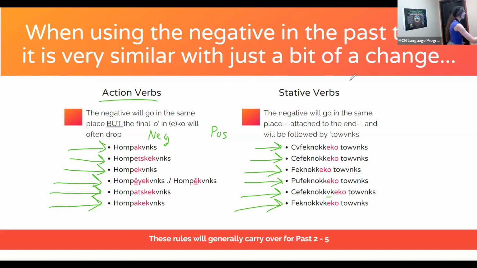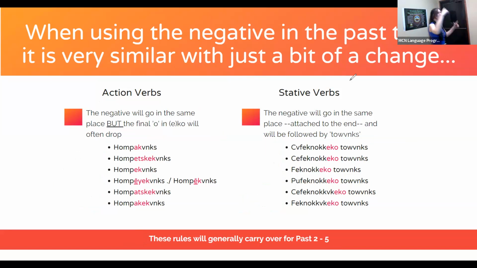Awesome. Like I said down here, these rules will generally carry over for all past 2 through 5. Past 1 is a special case, that's why we're not doing past 1 first. For past 2 through 5, this is generally going to be the rule: you're going to drop that O on this one. And for this one, it attaches to the end and you just change the dos to the correct past form. So dowunks is the past 2 form of dos. Nice. Any questions on this before I show you the actual chart?